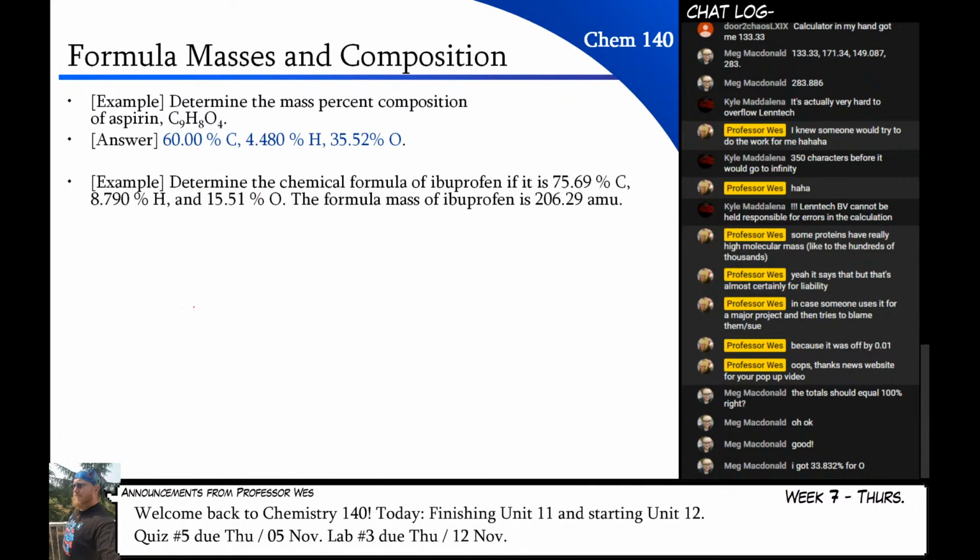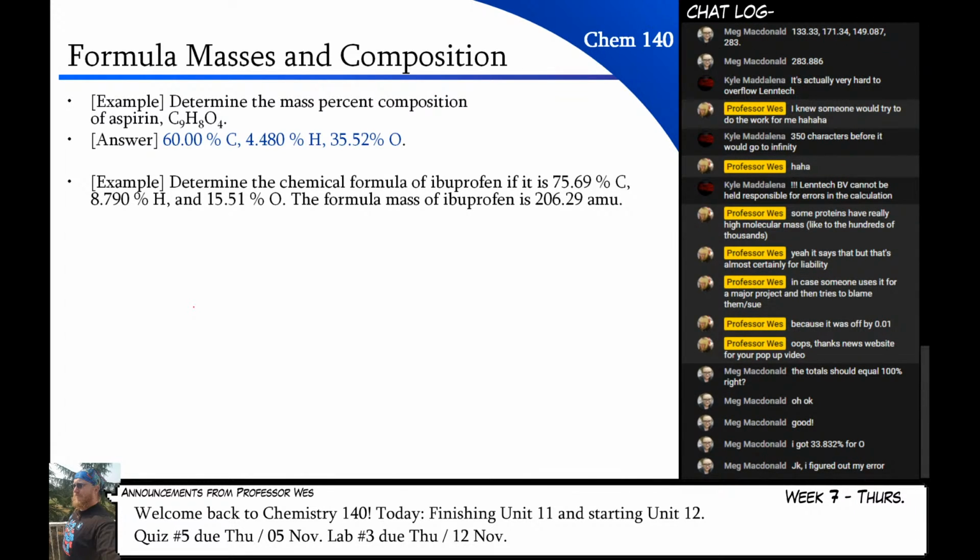All right, let's answer some more questions about this. What's the formula of ibuprofen if these are the percentages and this is its formula mass? So we went forwards. Can we go backward? Can we figure out the formula? How the heck do we do that?